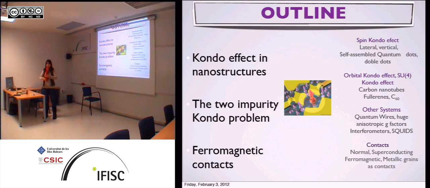So the problem here is to calculate the current from the left to the right when many-body effects are present, when the Kondo effect is present. Here you see that if you put an electron in the dot, you have to pay some energy, which is U, which means that your effective level has moved to here. Some extra energy that is U.